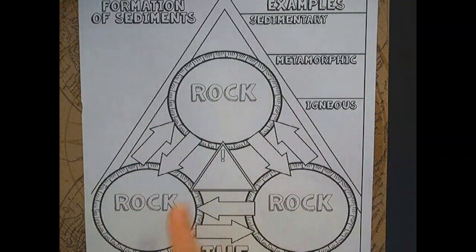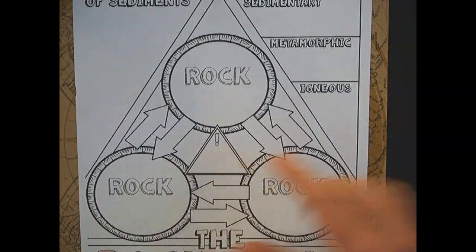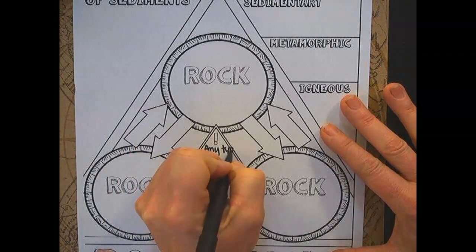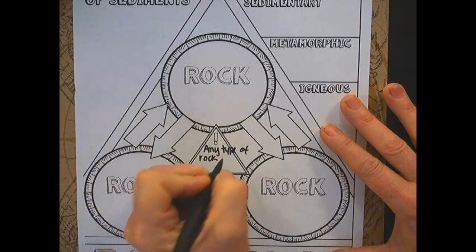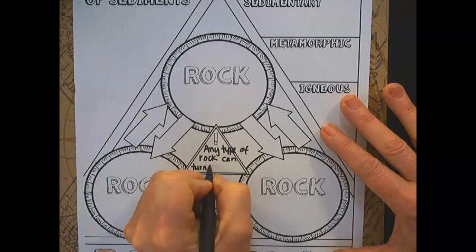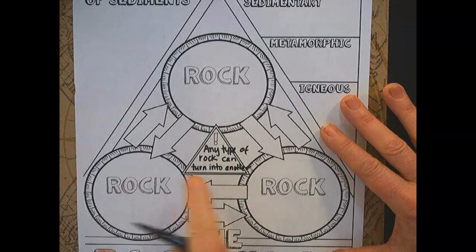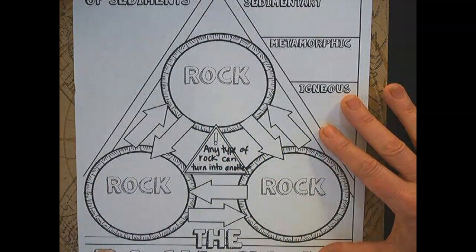So we can see there's lots of arrows because we know that any type of rock can turn into any other type. So let's fill that in right here. Any type of rock can turn into another. Make sure you're filling this in here. Any type of rock can turn into another type.